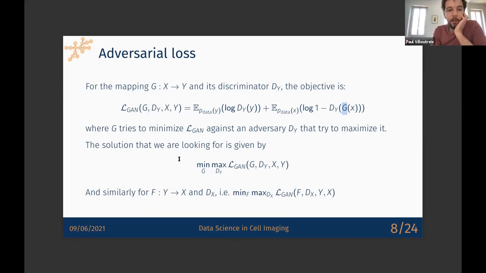So here you will have a training that takes two concurrent aspects: the function J that tries to fool the discriminator, and the discriminator that tries to discriminate between the case where the data comes from its domain. So for example, if the data is summer, or if the data is coming from winter but transformed into summer. Okay, and for F, you can have the same adversarial loss.